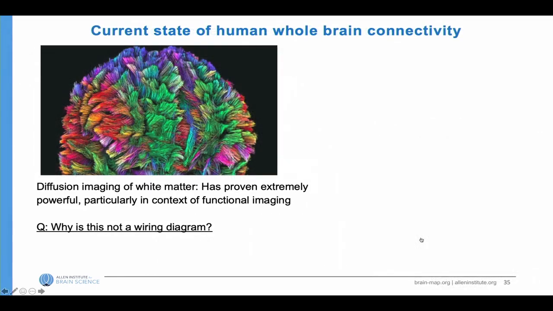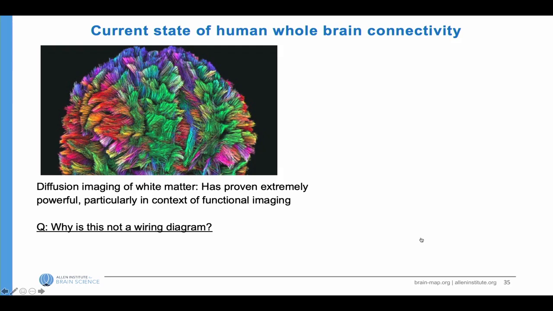So yes, there has been a great science of MRI imaging. The current state of the art of whole brain connectivity comes from diffusion imaging, which gives maps that correlate with, again, the low resolution but informative MRI bold signal physiology. But why is it not really a wiring diagram?